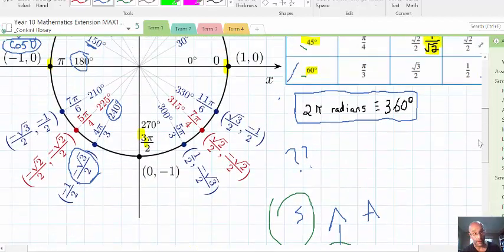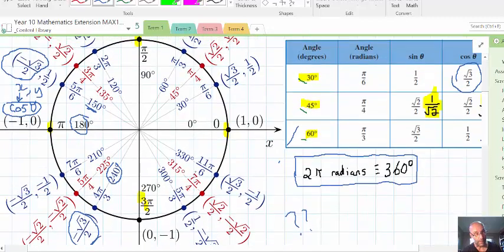Let's check that answer. So we've got a half, and sine, remember, there's the angle, 5 pi on 6, because that's the same as negative 7 pi on 6, and sine is the y value, and that works.